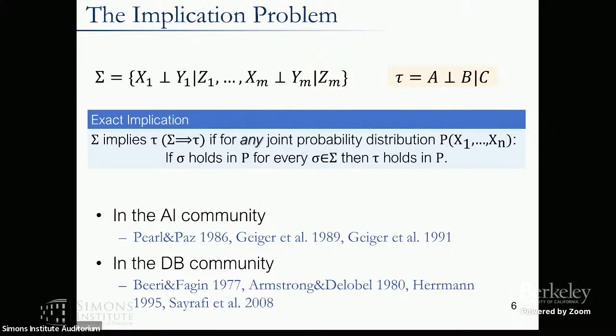So what is the implication problem? We start out with a set of conditional independence relations, which we call big Sigma, and we have another conditional independence that we call tau. We say that Sigma implies tau if for any joint probability distribution P, if each one of the conditional independence relations in Sigma holds in P, then tau holds in P as well. This problem was studied both in the AI and the database communities.